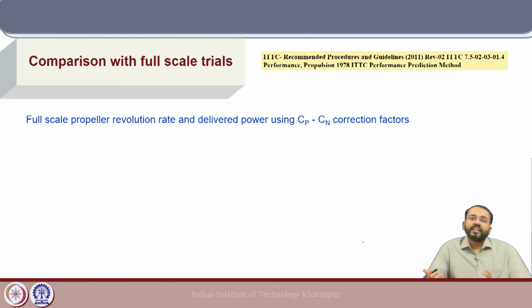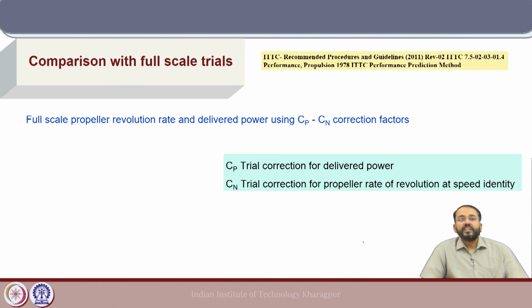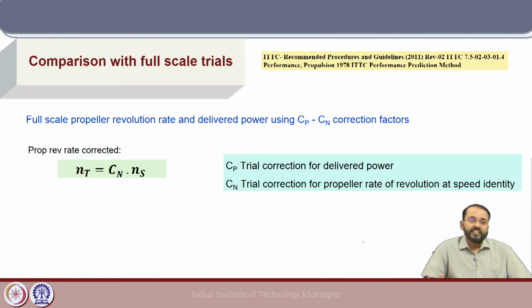So, as per ITTC recommended guidelines, there are different kinds of correlation factors which are used for model testing in naval architecture. For propulsion tests, the commonly used correlation factors are CP and CN correction factors, which are the correction factors for propeller revolution rate and delivered power. Now, CP is the trial correction for the delivered power, and CN is the trial correction for the propeller rate of revolution at speed identity.